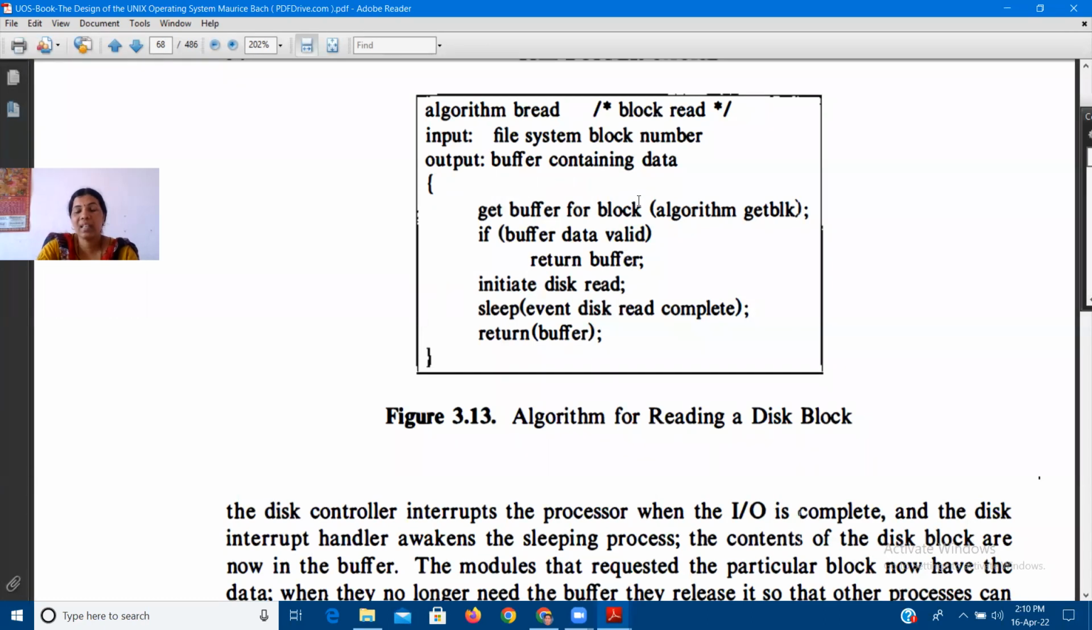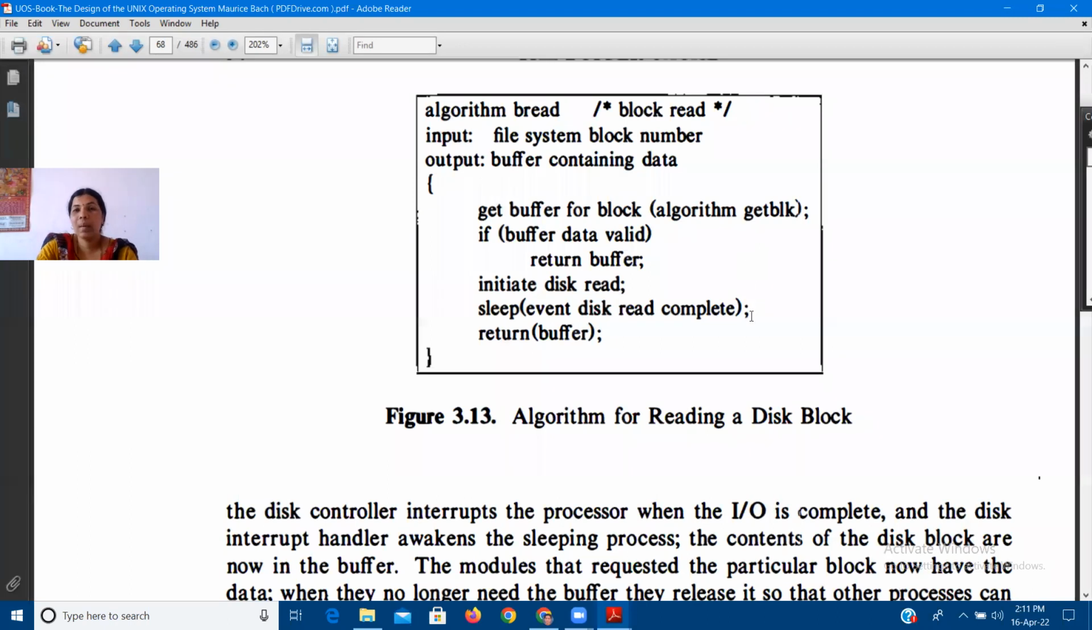So it starts reading from the block. So the block number is already given as an input, and the output is nothing but the buffer containing data. So how to get the buffer? How to get the free buffer for read purpose? So it gets the free buffer with the help of the getblk algorithm.